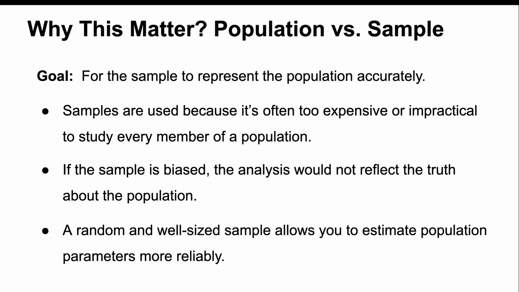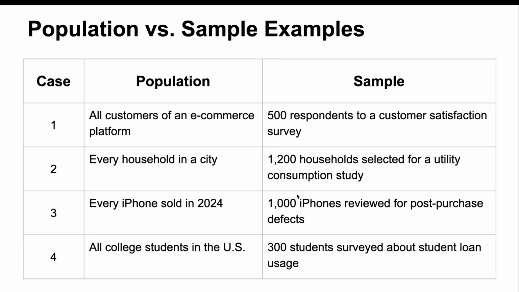And statistical inference: the whole point of sampling is to make inferences about the population based on what we observe in the sample. Let's see some examples. Consider the first example. If an e-commerce platform wants to understand customer satisfaction, they cannot feasibly survey all 300 million customers. Instead, they might survey 500 randomly selected customers and use statistical methods to estimate overall satisfaction levels.